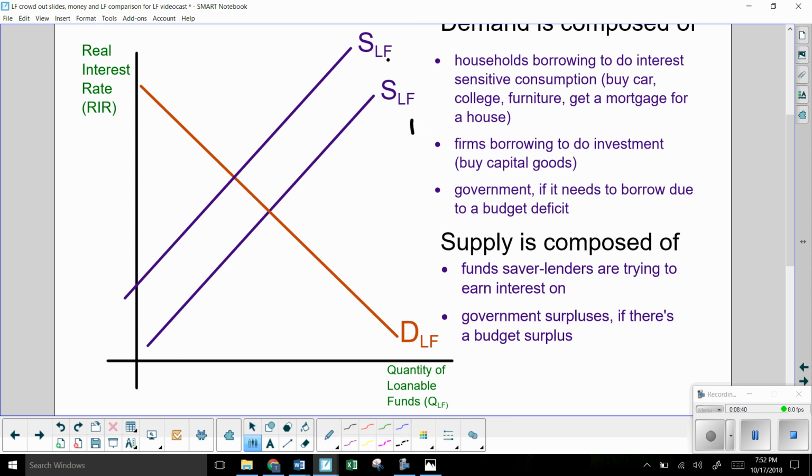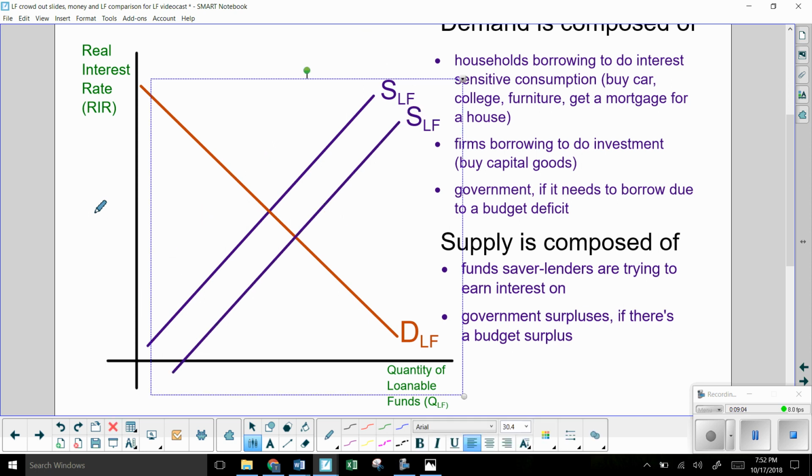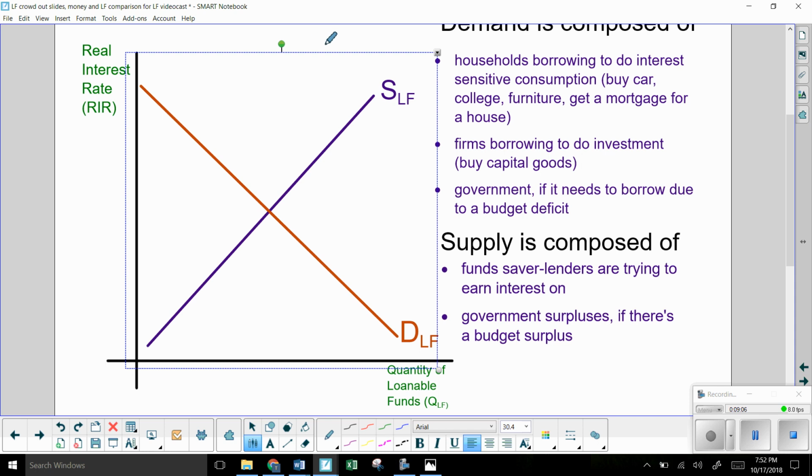SLF1 shifts left to become SLF2. And of course, we show that this way. And then you can see here's the lower real interest rate R1, and then here's the higher real interest rate R2. So you can see that the real interest rate went up. It gets costlier to borrow because savers move their funds out of the country. They move their financial capital out of the country because they're afraid. So we call that capital flight.